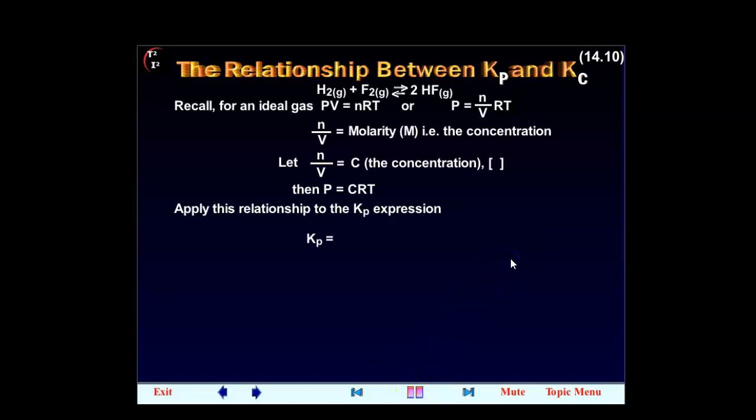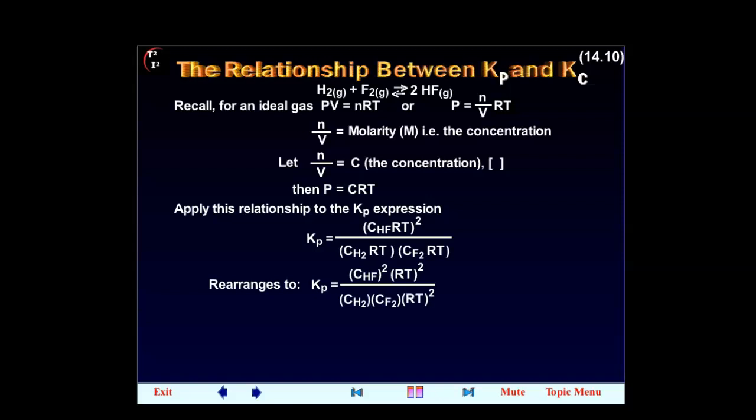K sub P is equal to the concentration of HF times RT to the power 2, divided by the concentration of H2 times RT times the concentration of F2 times RT. This rearranges to K sub P is equal to the concentration of HF to the power 2 times RT to the power 2 divided by the concentration of H2 times the concentration of F2 times RT to the power 2.